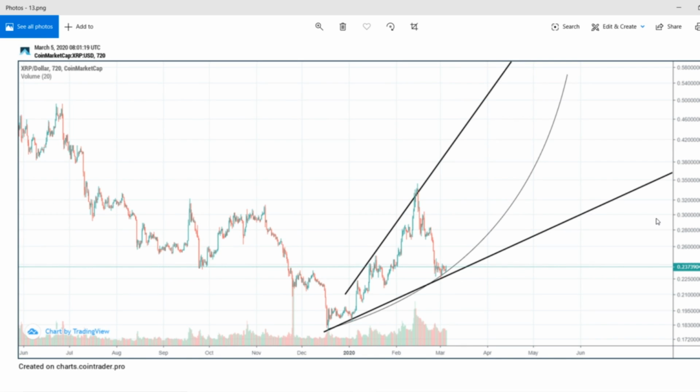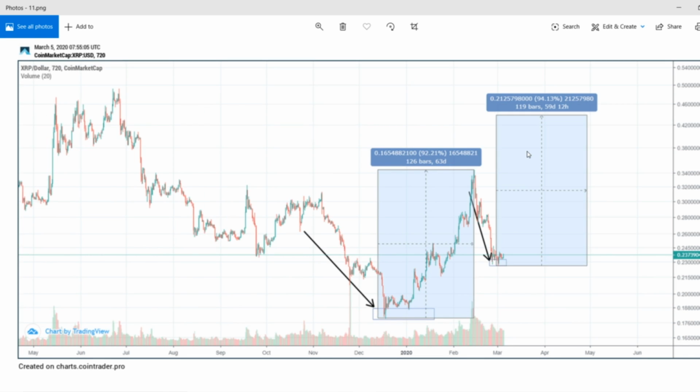For example, we were discussing a broadening wedge in the previous videos, and we were expecting something like this, either a broadening wedge or a parabolic upside. It has to be seen what is coming in.